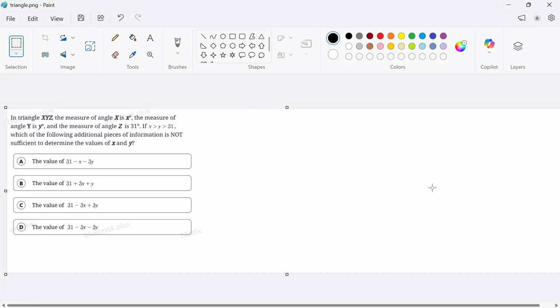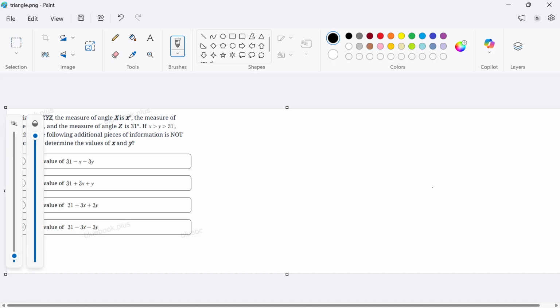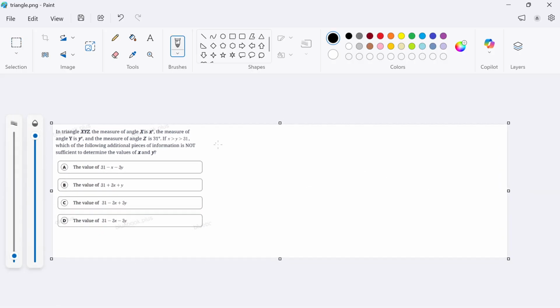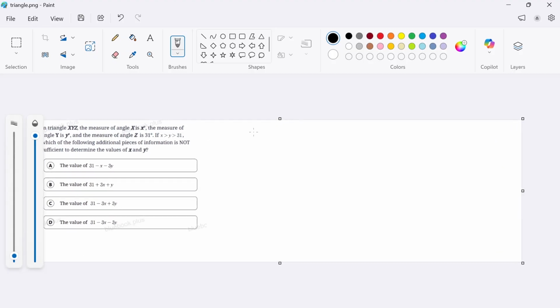This is a digital SAT math question. It is a Module 2 hard question. Module 2 hard means that's the section it's in. It doesn't mean it's a hard question.